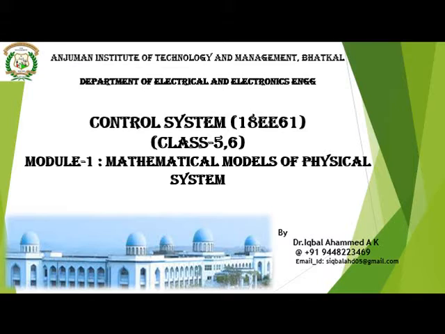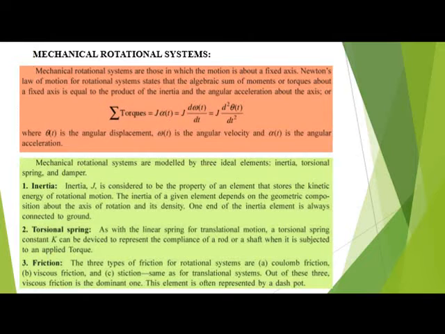In there, the moment of inertia and torsional spring. Another is damper or dashpot. Now we are discussing the mechanical rotational system. The mechanical rotational systems are those in which motion is about a fixed axis. Newton's law of motion for rotational systems states that the algebraic sum of moments or torques about a fixed axis is equal to the product of inertia and angular acceleration about the axis.